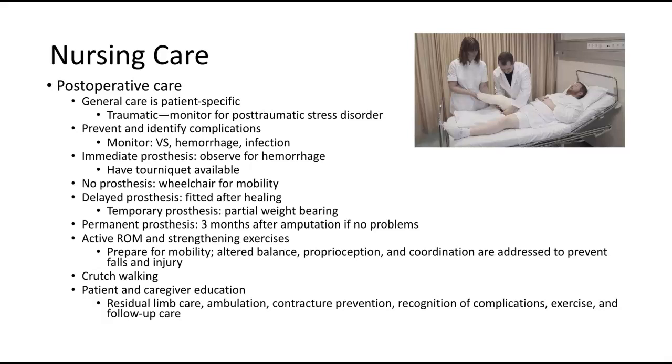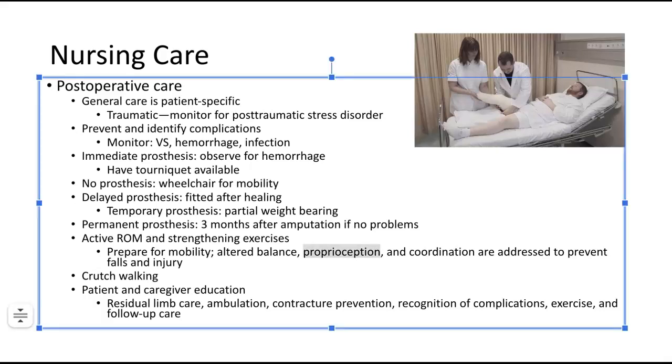If they don't have a prosthesis, then they're going to need to learn how to get into a wheelchair for mobility. Many patients actually have a delayed prosthesis, and this allows the residual limb to get to the correct size, so that helps them have better success with it. Sometimes a patient will have a temporary prosthesis where they're allowed to do some partial weight bearing until they get that permanent prosthesis. The patient's going to need to be active in range of motion and strengthening exercises, trying to get ready for mobility. They're going to have altered balance.